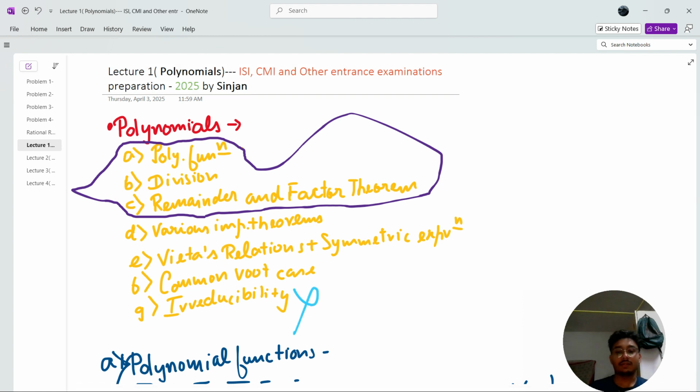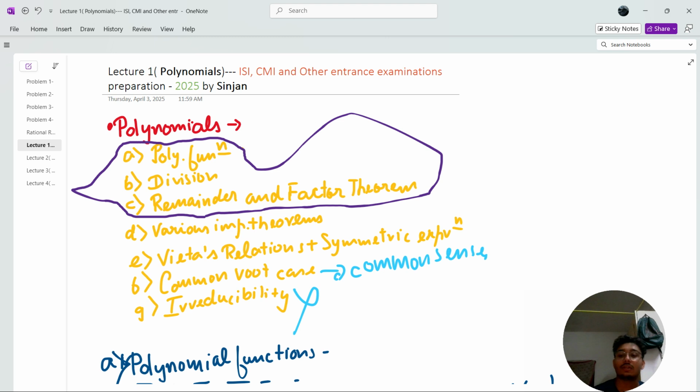This is not there. This is common sense. We can use common sense, take each root to be alpha and solve it accordingly. So we started with polynomial functions. We defined what a polynomial function is and the properties of composition, addition and subtraction of polynomial functions.